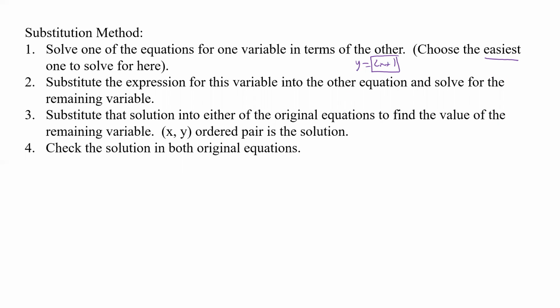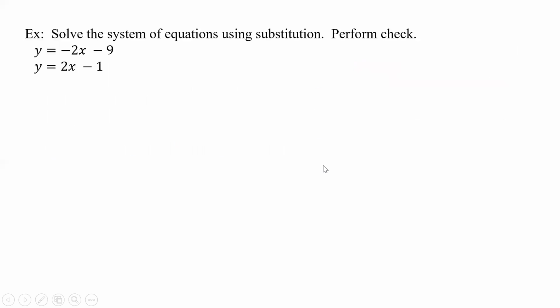Then once we get that solution, we substitute that into either of the original equations to find the value of the remaining variable. So we plug it in and solve for y in this case. And we're going to get out an (x, y) ordered pair for the solution. And as always, once we get a solution, we need to check that solution in both original equations. We don't want to check in any equations we've done arithmetic on, because we might have made a mistake somewhere. So we always want to check in the original equations.